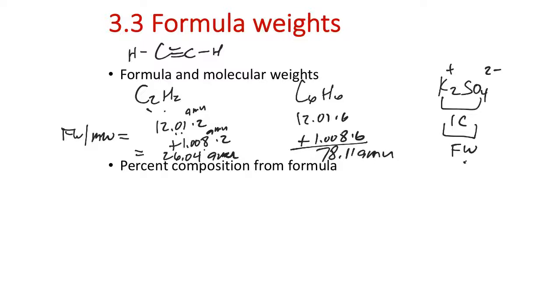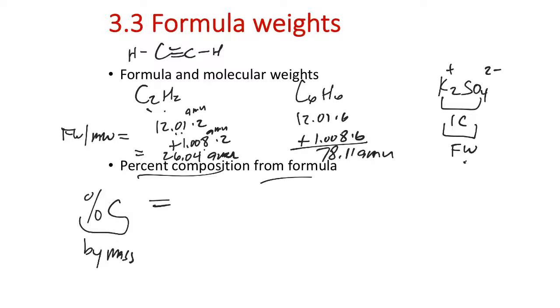78.11 AMU. Now, the thing I wanted us to see, I'm not going to bother with K2SO4, because I just wanted to show one tiny little thing with the C2H2 example and the C6H6 example, and that has to do with their percent compositions from their formula. So if I wanted to calculate, say, the percent carbon in C2H2 or in C6H6, how would I do that? Well, the percent composition, we usually look at these as by mass. So we say, what's the composition of, say, acetylene by mass?